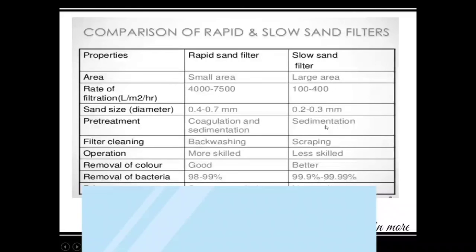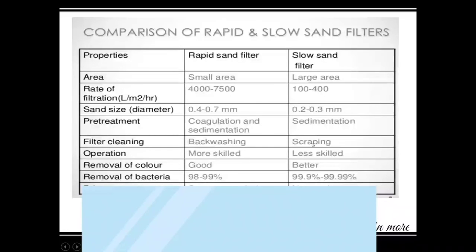Always try to write this comparison, because it is more of a compressed set of points on these two methods. As I said, slow sand filter requires a large area compared to rapid sand, and the rate of filtration is very different. It is faster in rapid sand. Sand size is more in rapid sand. The pre-treatment is coagulation, because we add coagulant alum. Here there are no chemicals in slow sand. Filter cleaning is backwashing. We are going to see that in the next slide.